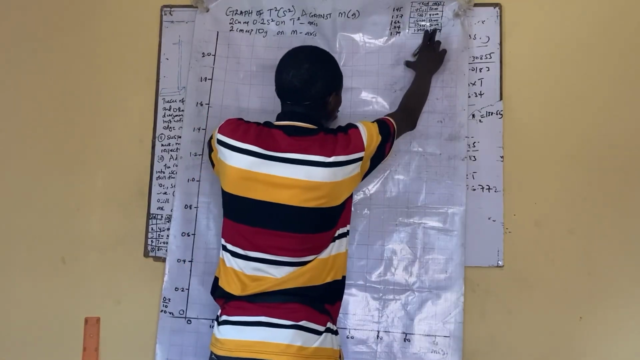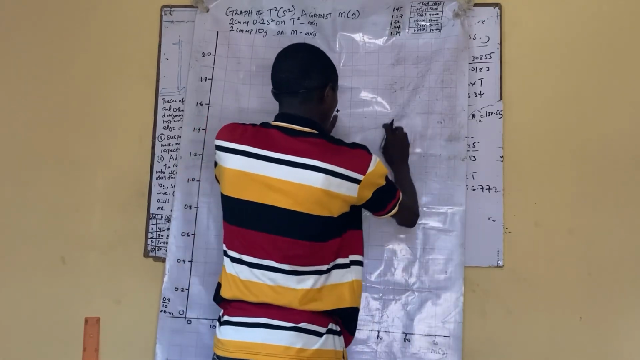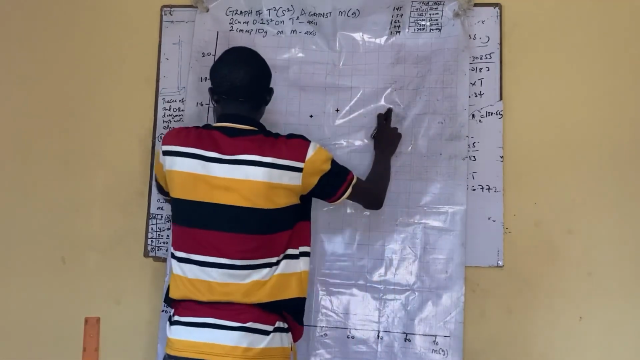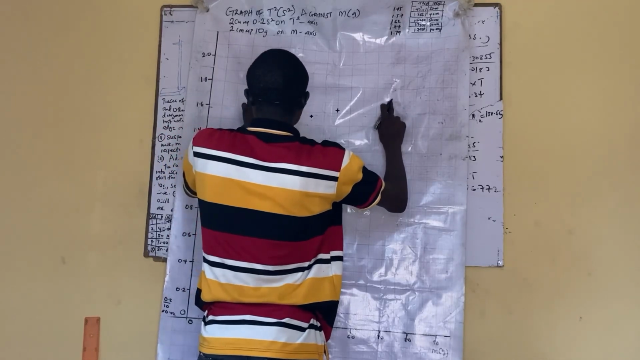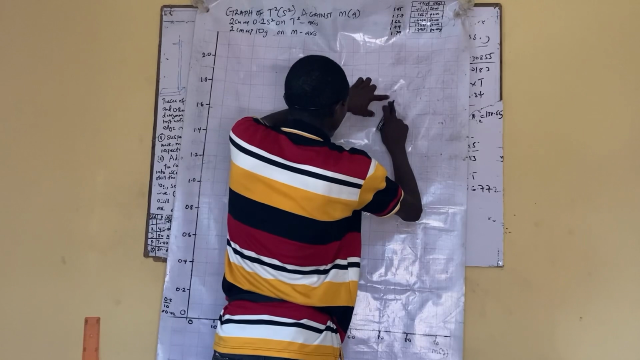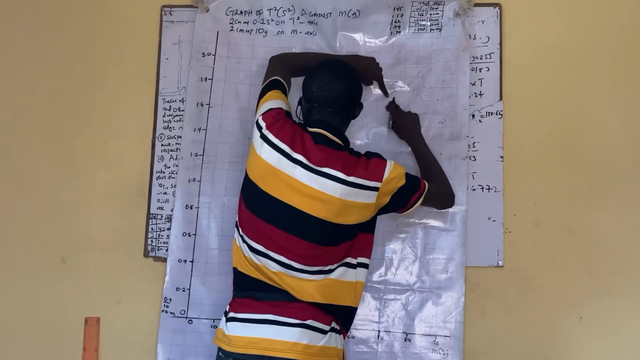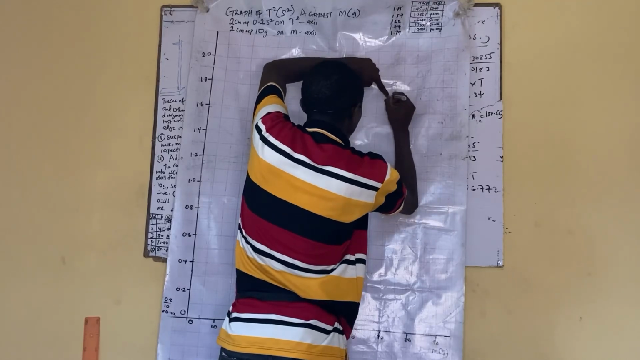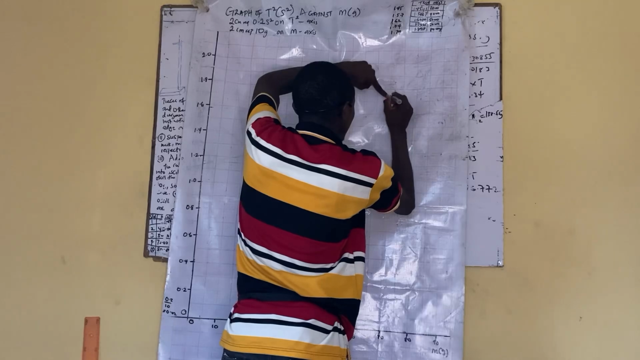Now we have 70 against 1.74. This 1.7, then 1.74. Don't forget this 1.74. So against what? 70. So we have it here.